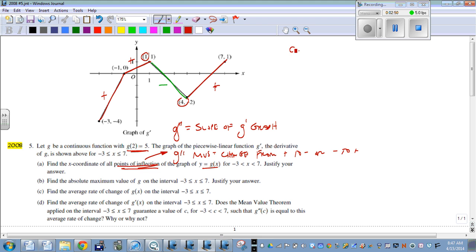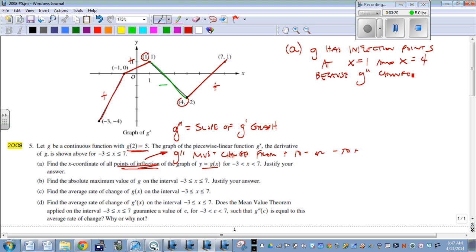So for part A, g has inflection points at x equals 1 and x equals 4. That's not enough because it asks us to justify our answer. So, like I said, we'll use this because the second derivative of g changes from positive to negative or negative to positive at these points.